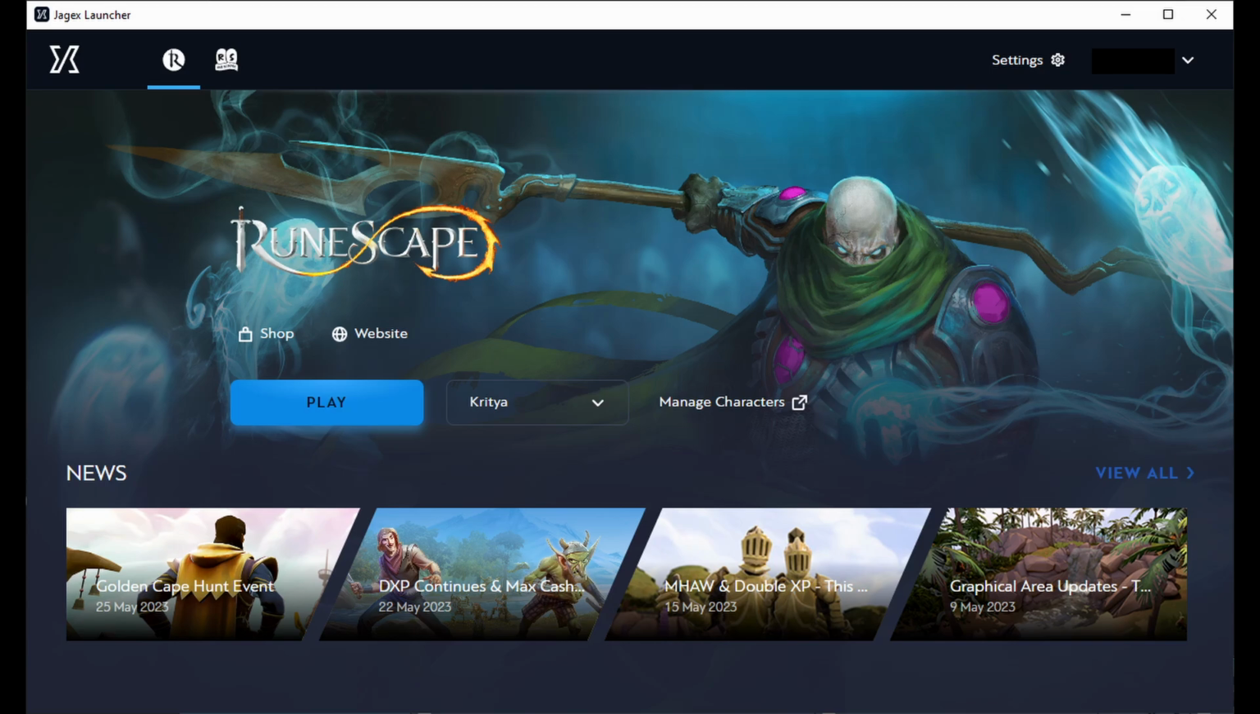However, if this is something that really does concern you, what I would suggest you do is make one Jagex account per RuneScape account. That way you get the best of both worlds. You just have to manage multiple authenticators and remember multiple passwords.